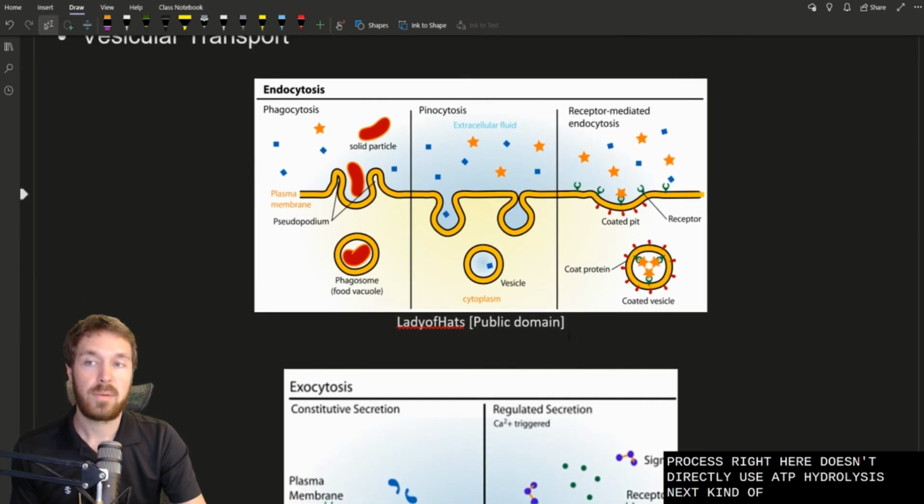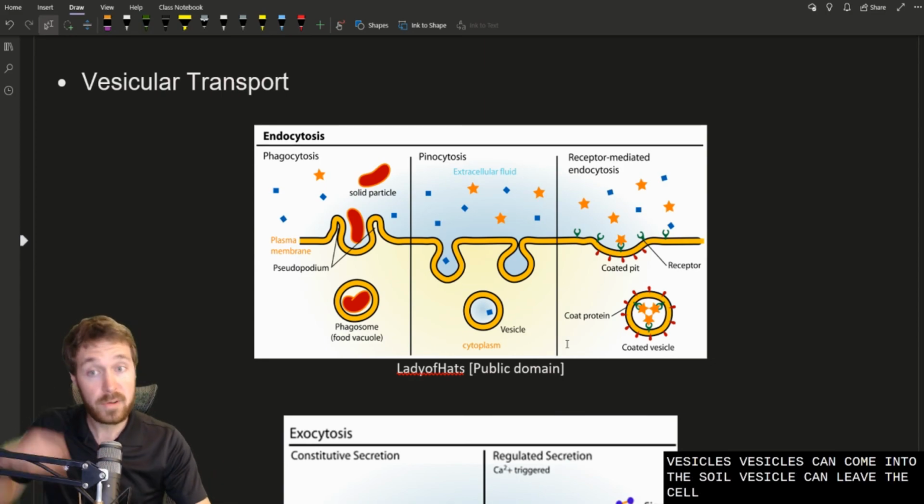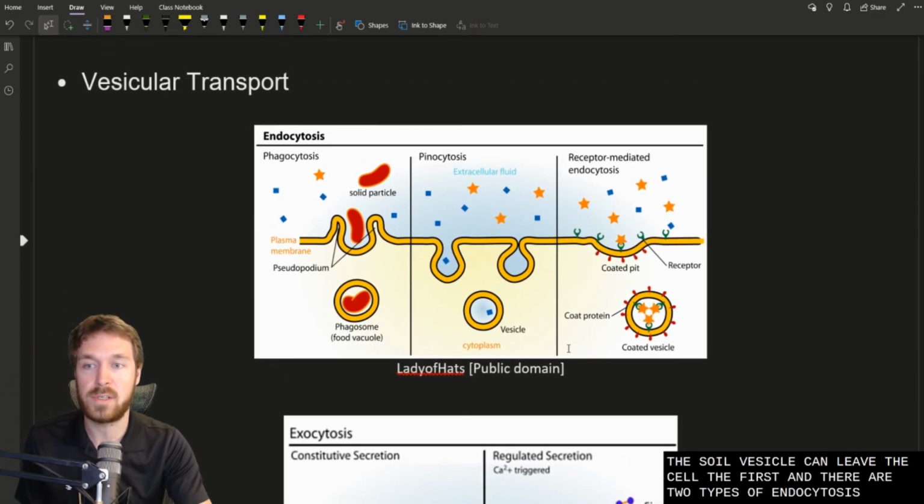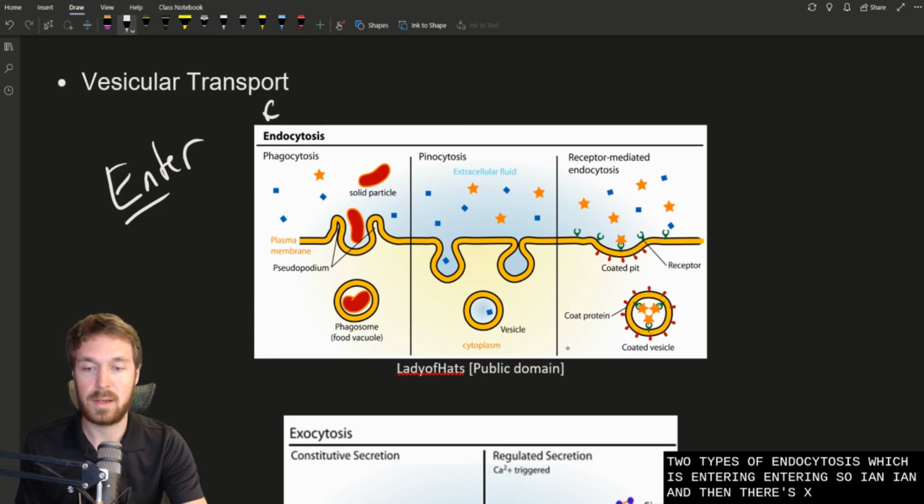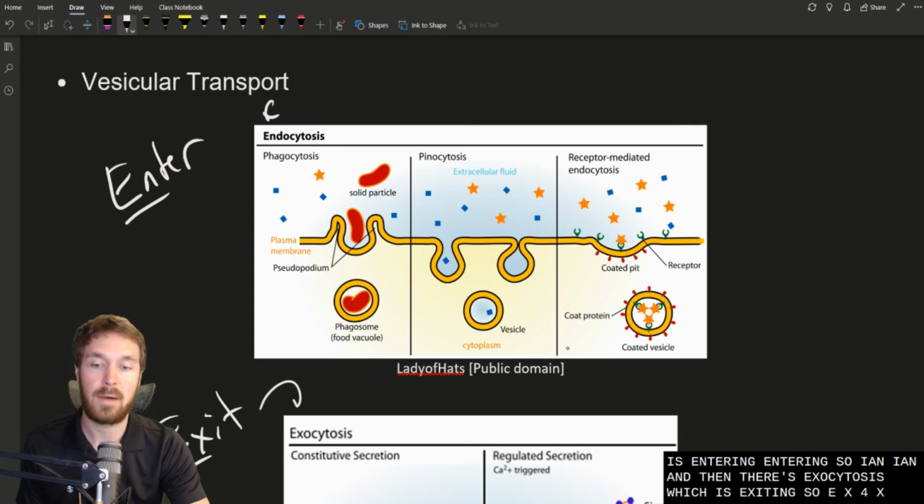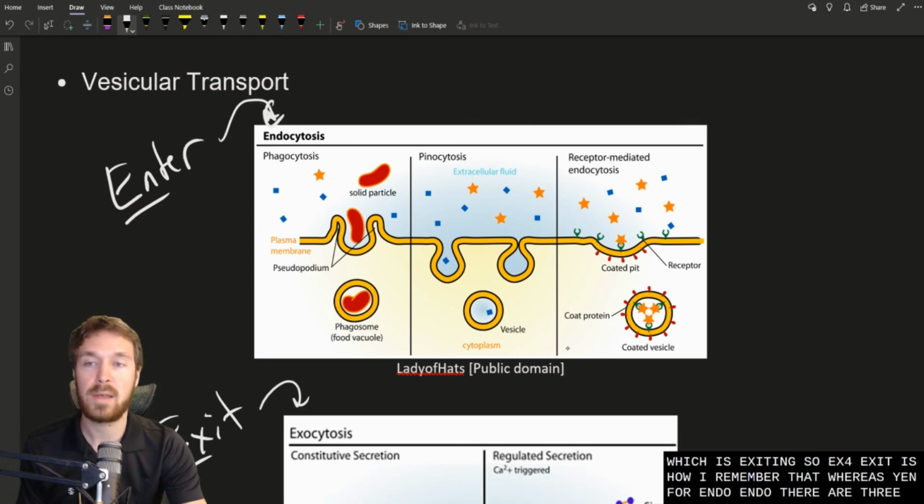Next kind of transport is called vesicular transport, or vesicles. Vesicles can come into the cell, vesicles can leave the cell. There are 2 types. There's endocytosis, which is entering, so EN, EN. And then there's exocytosis, which is exiting. So EX for exit is how I remember that, whereas EN for endo. So endo, there are 3 ways things can get into the cell.